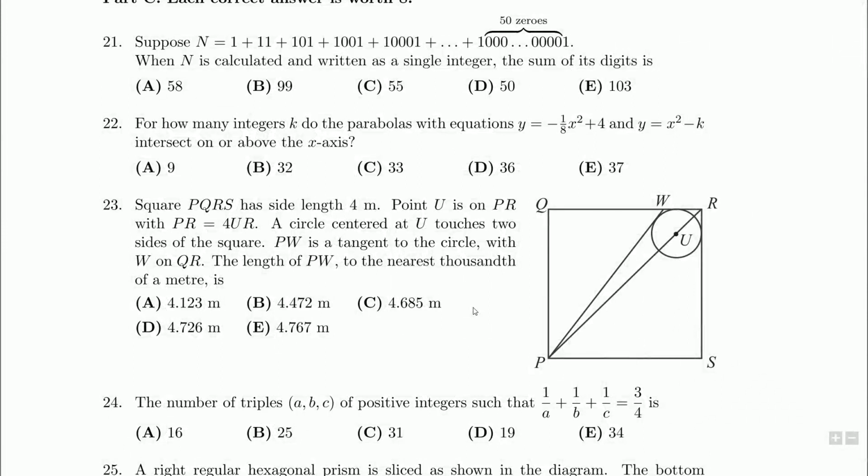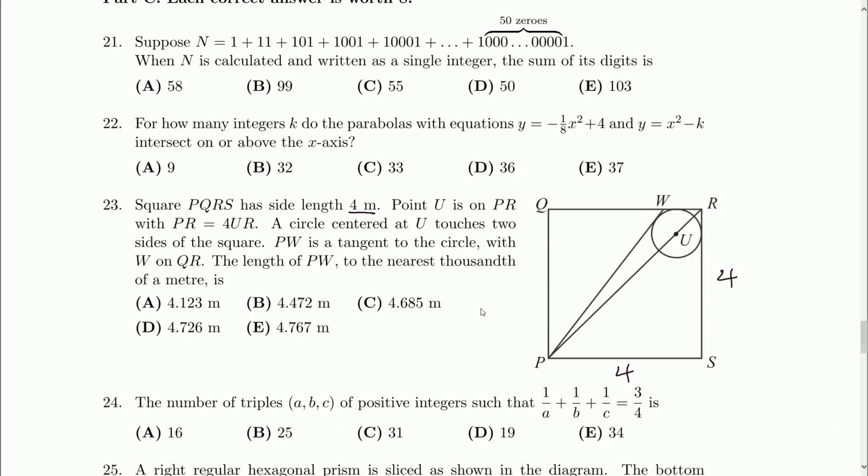We're looking at question 23 now on the 2008 Fermat paper. Square PQRS has side length of 4 meters. Point U is on PR, so PR is a diagonal here, with PR, the total distance of the diagonal, being 4 times UR. Really doesn't look it on the picture. Looks a little small, but you gotta remember the diagrams are not drawn to scale. They're meant as visual aids only.